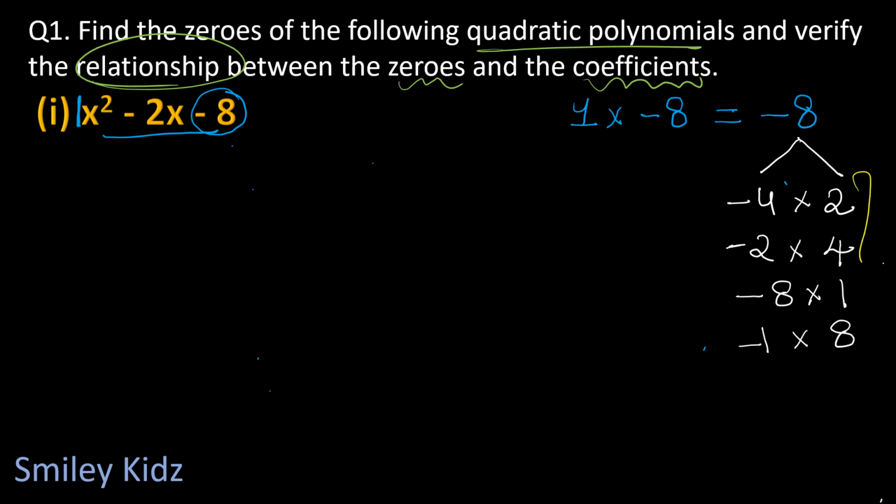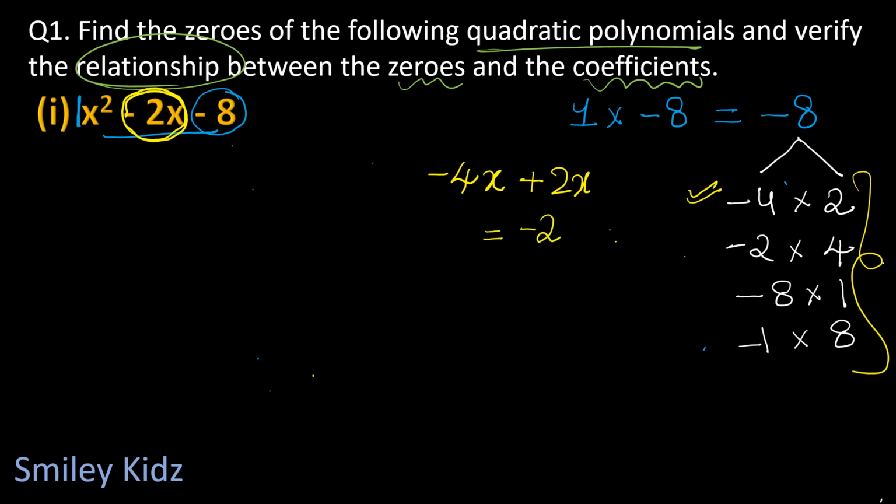Now, we have so many factors, isn't it? Now, we are going to find out one such factor which can result in minus 2x. That means, let's suppose, say the first one, minus 4x. Let's suppose plus 2x. So now we're going to subtract it and we get minus 2x. And that's what we require.